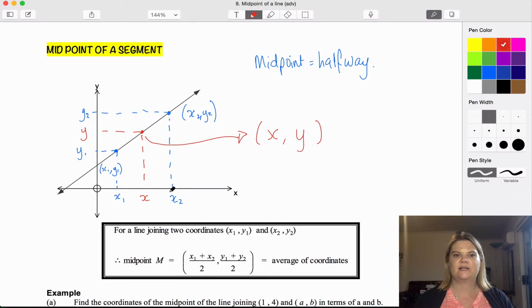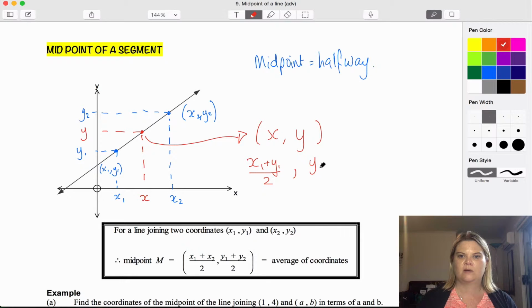And this x value will be exactly halfway between these two x values. So for this point, we could add these two together and divide by 2, which is the same as finding the average of the two numbers. x1 plus x2 divided by 2. And for the y value up here, we can add these two y values together and divide them by 2. y1 plus y2 divided by 2. And there's our 2 coordinate points.